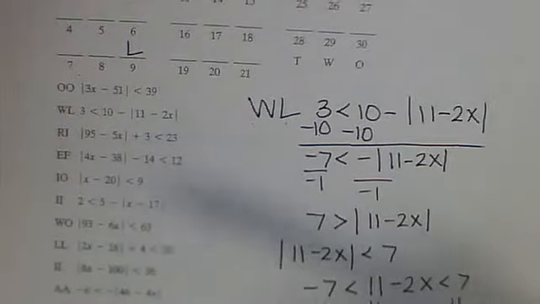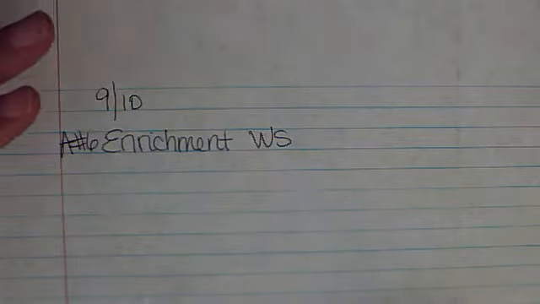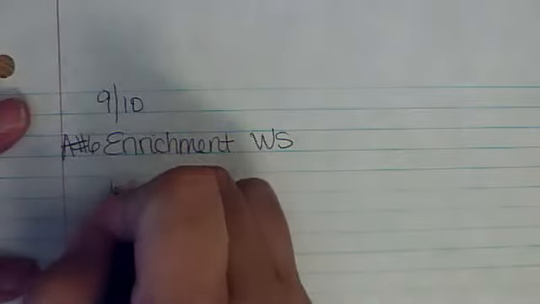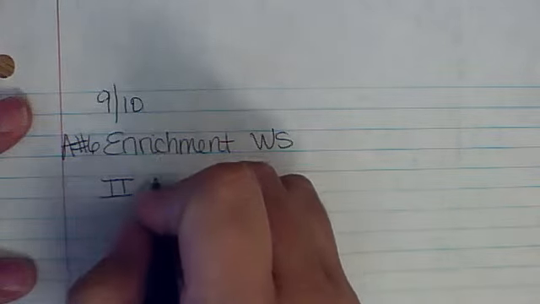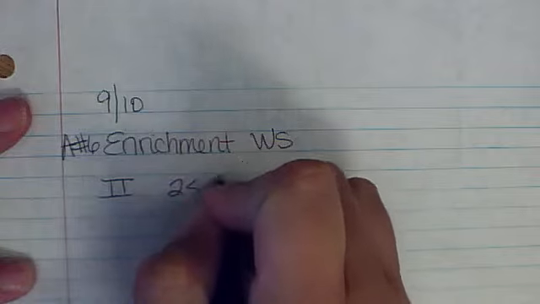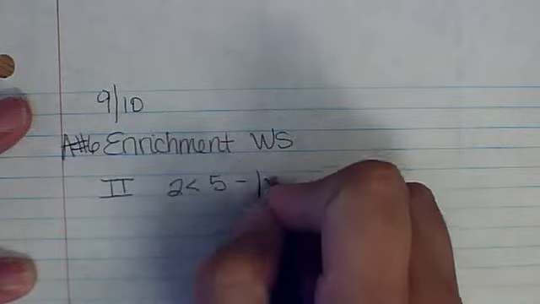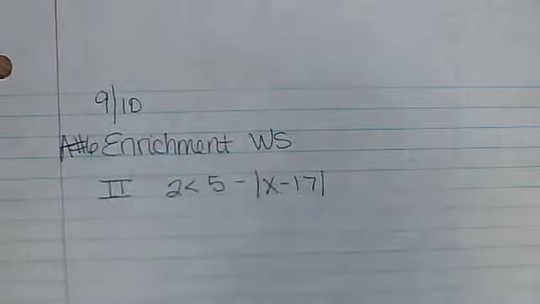So in this video, I'm going to pick another one to go over. And we're going to go over letter II. So we're going to go over problem II. II is 2 is less than 5 minus the absolute value of x minus 17.